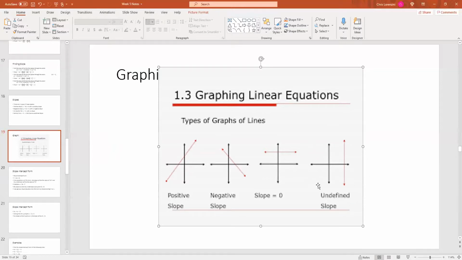A vertical line has an undefined slope. And the reason why it's undefined is because I cannot move to the right from it. Can't move to the right, can't move to the left, can't move horizontally. Therefore, we can't define the slope. Big difference there between horizontal and vertical. Horizontal, I can move right and left. I'm just not changing in elevation. Undefined slope, I cannot move right or left. I can only move up and down.